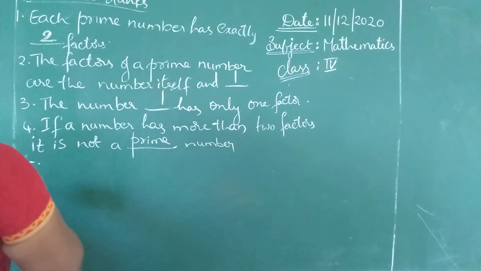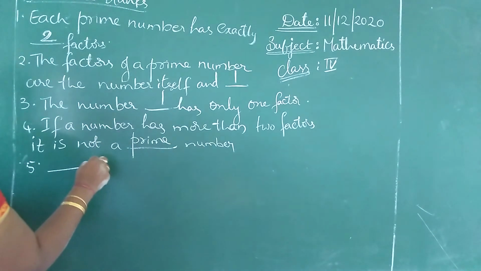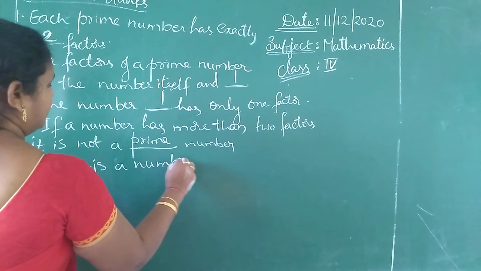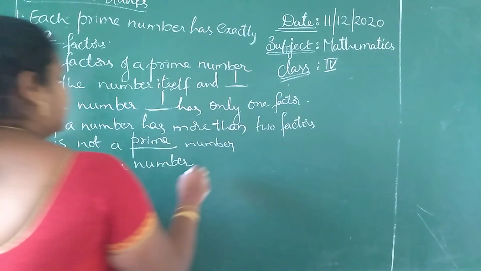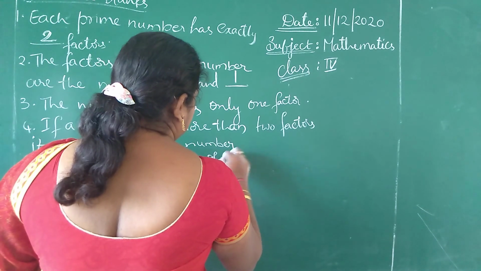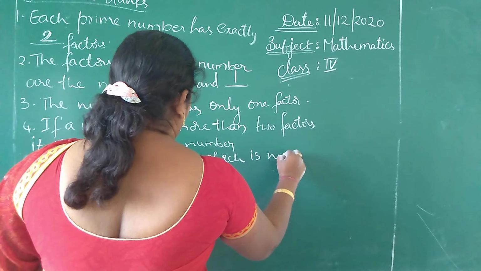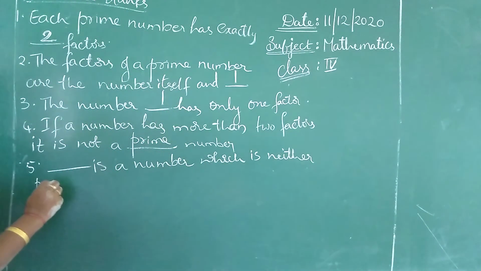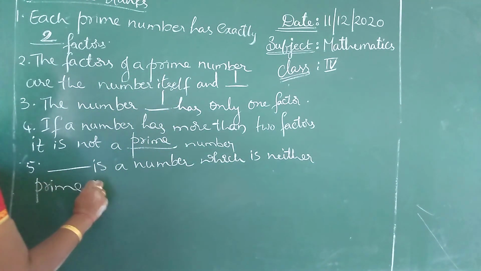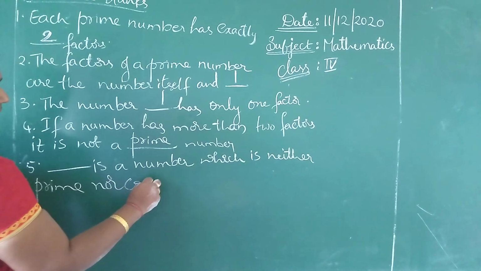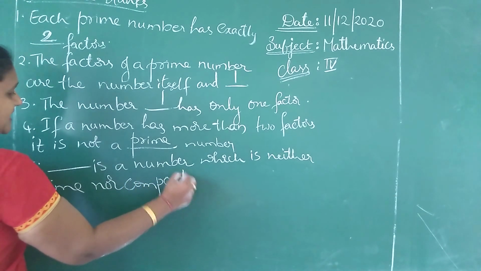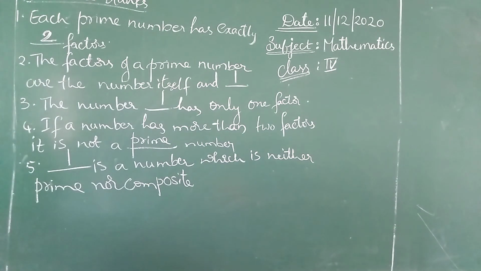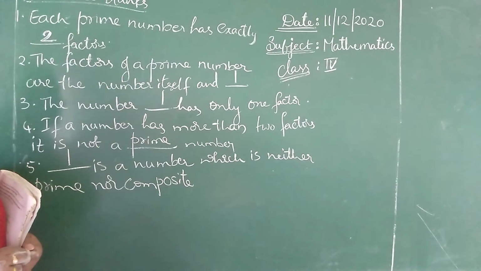See the fifth blank. Dash is a number which is neither prime nor composite. Children, you know very well, the number 1 is not prime, not composite. That's why we call 1 the number which is neither prime nor composite.